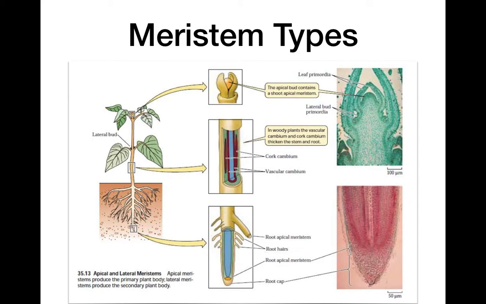And then in a root, you can see the shape here. You have the root cap at the bottom where there are no cells really dividing. You have root hairs, and you have the root meristems up above that. The very tip is not dividing, that's the root cap protecting the newly dividing cells. Okay, so we have apical and we have lateral. Primary growth, secondary growth.